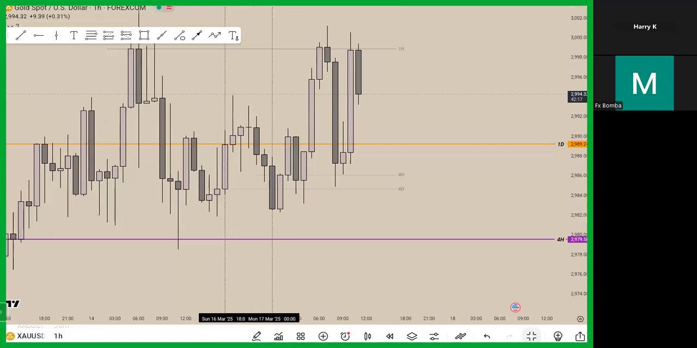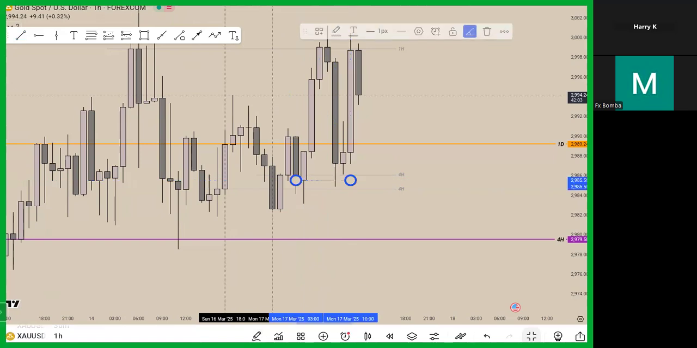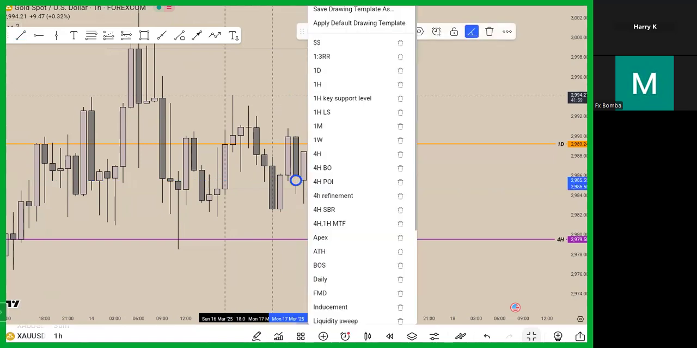Then from there, what do we have? We have this. We can refine this level. This was the newly created SNR level. We can refine it to here. Are you seeing where the market rejected? Meaning this is H4, H1 refinement.